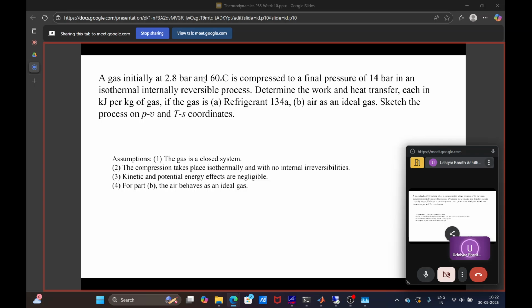So next we're moving on to the next question. A gas initially at 2.8 bar and 60 degrees Celsius is compressed to a final pressure of 14 bar in an isothermal, internally reversible process. Determine the work and heat transfer, each in kilojoule per kg of gas, if the gas is A, refrigerant R134A, and B, air as an ideal gas. Sketch the process on PV and TS coordinates.